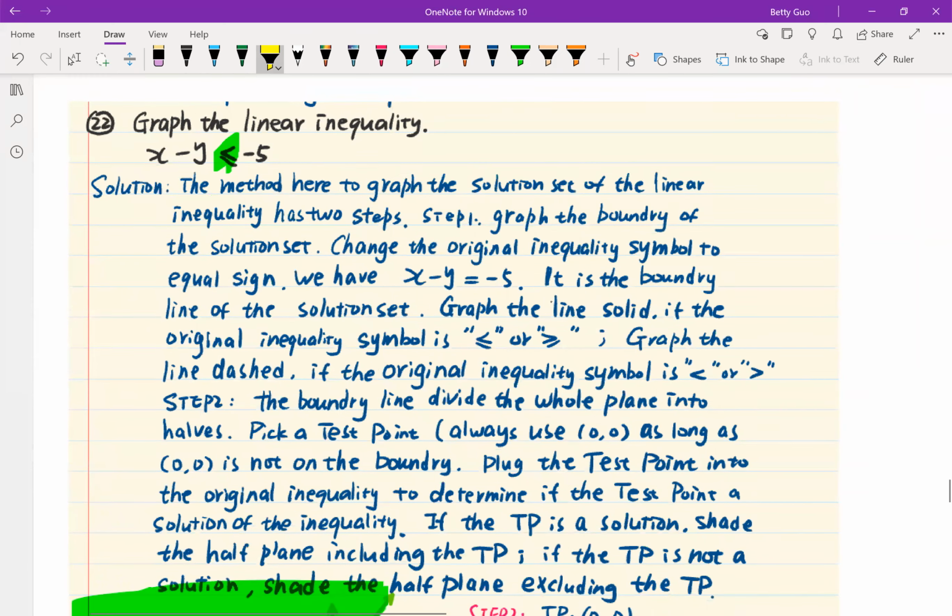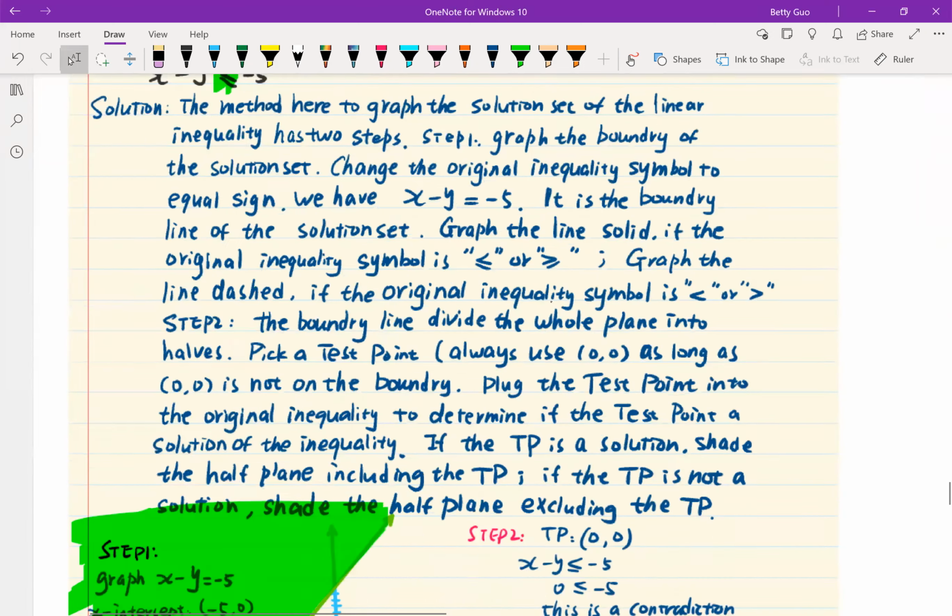Number 22, graph the linear inequality. We have a 3-step procedure, remember that. Step 1, change the inequality symbol to equal sign.